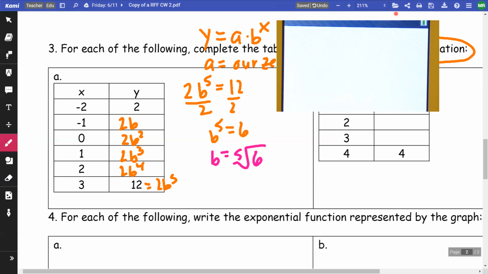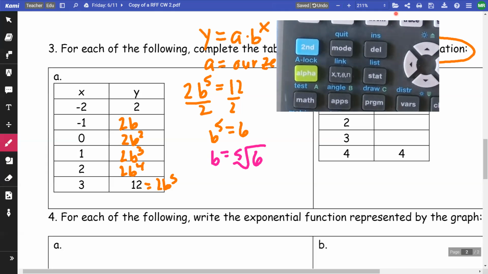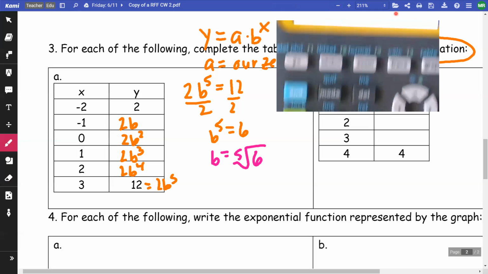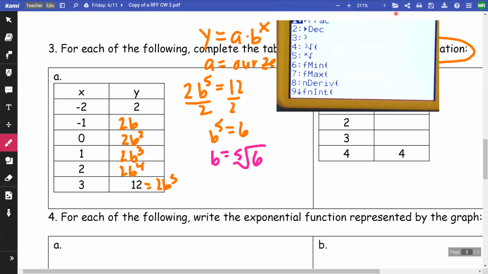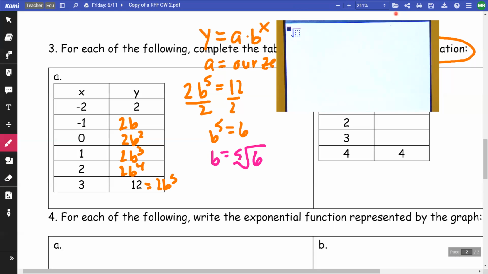So to get to the 5th root, you can just press the math button, which is right underneath the green alpha math. And when you press math, number 5 will do any root. And we want a 5th root of 6. And we got, let's say, about a 1.43. Okay, b is equal to about 1.43.